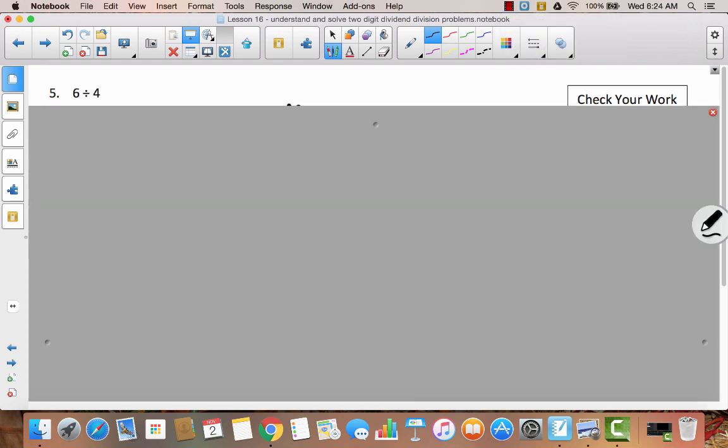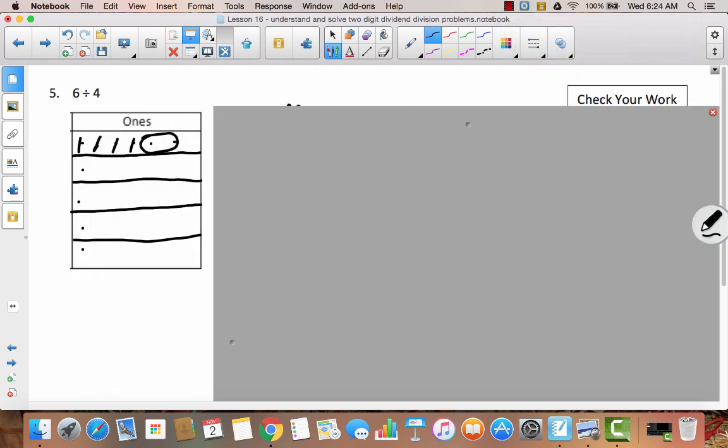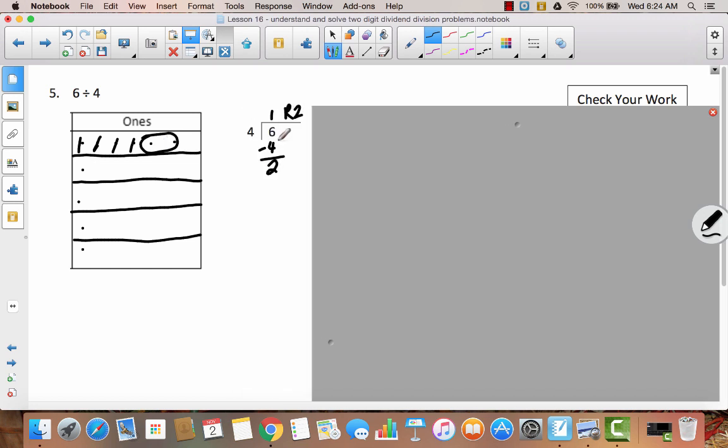Okay, so I began by showing 6 ones in my place value chart, and then I divided it into 4 groups. 1, 2, 3, 4. I ended up with 1 in each group, but then I had 2 left over, so I couldn't distribute any more. So in my long division, I showed that I had 6 ones. I put them into 4 groups, and I had 1 in each group. I used 1 4 times, so that left me with 2 left over. So I had a remainder of 2.